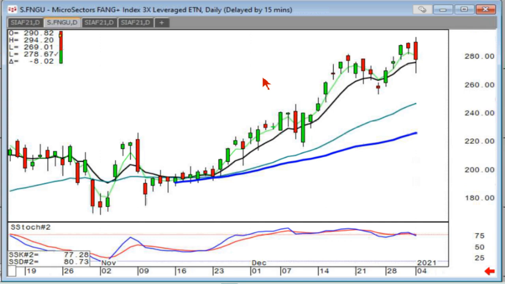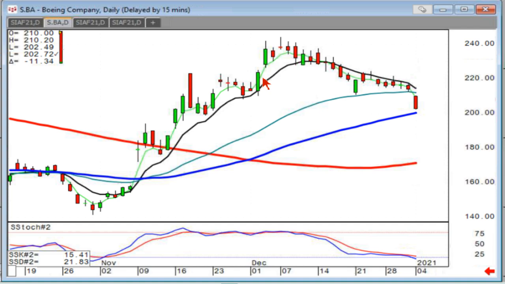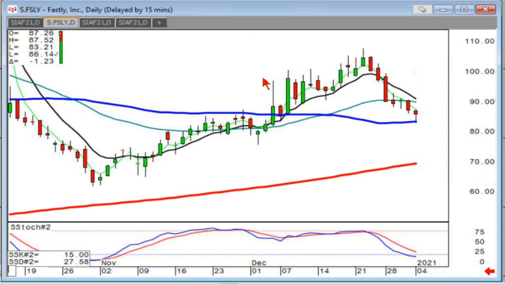FNGU, another one that has to open positive, but you're starting to see some selling. So if this opens lower tomorrow and I was long, I'd close out the position. Just because of that simple analysis, there's probably better places to have your money. Boeing, you stay short. I would anticipate they're going to eventually test the 50.